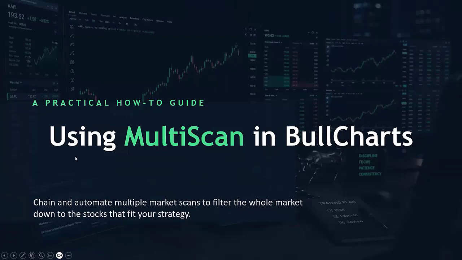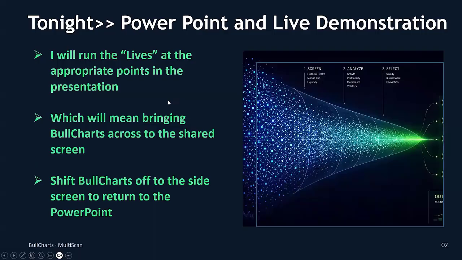So I'm just going to run through tonight using MultiScan in BullCharts. I do have a PowerPoint and I'll do some live demonstrations. I'll run the lives at the appropriate points in the presentation, which means I'll be bringing BullCharts across from my second screen. And then when that's done, I'll shift the BullCharts off to the side. So I think that should be fairly seamless, and I don't see there being any problems with that.